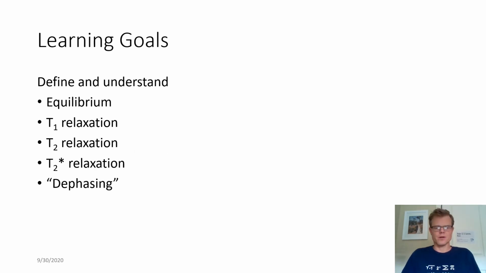Okay, so that's it for this chapter on T1, T2, and T2 star. These are relaxation phenomena. We also covered equilibrium and this concept of dephasing that's going to come up again in our understanding of MRI.